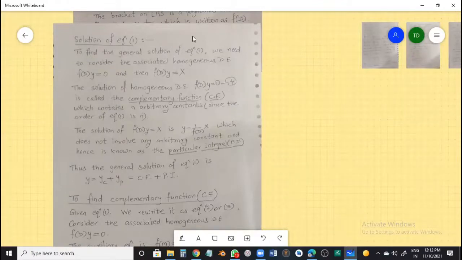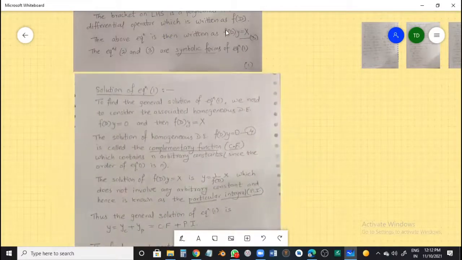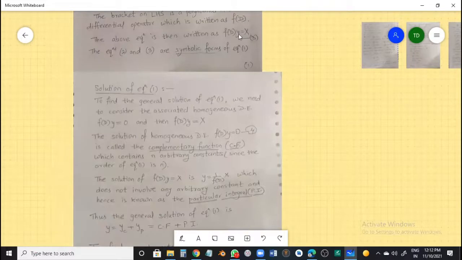We have to bifurcate the given equation into two parts. What was our equation? F of D operated on y is equal to capital X. This was our original equation. We bifurcate this equation into two parts. One is f of D operated on y equal to 0, and the other is f of D operated on y is equal to X. This particular one is a homogeneous differential equation that is associated with the given equation, and this takes care of the right hand side. Now the solution of the homogeneous differential equation is known as the complementary function.